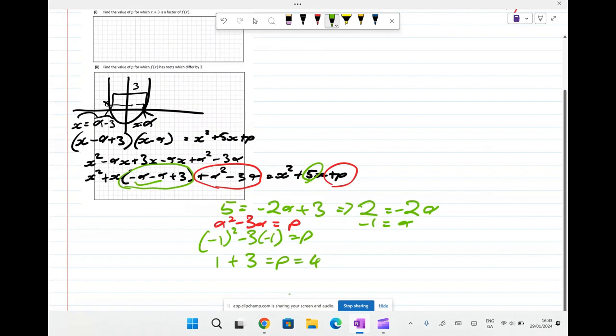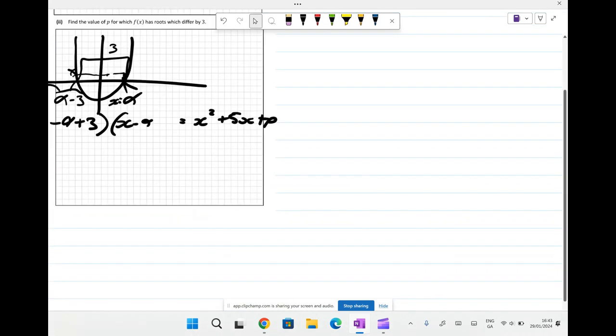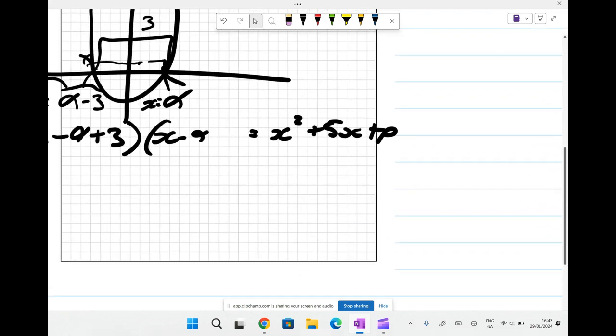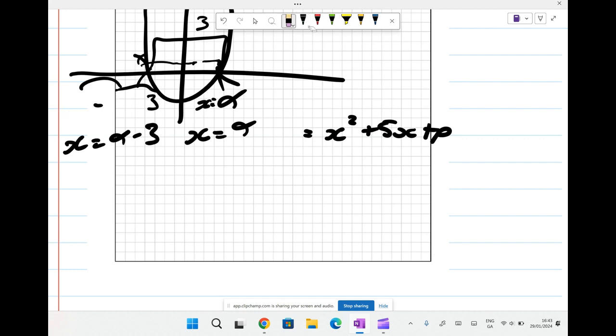So f of x had roots which differ by 3, so that meant it had these two factors. We multiplied them out and just compared terms and found out what p had to be. Okay, great. That was similar to what we did in the above question, but there's another way we can do this. It's similar, but instead of turning them into factors, we're just going to keep them as x equals alpha is a root and x equals alpha minus 3 is a root.